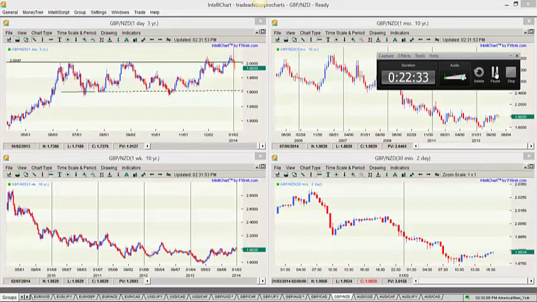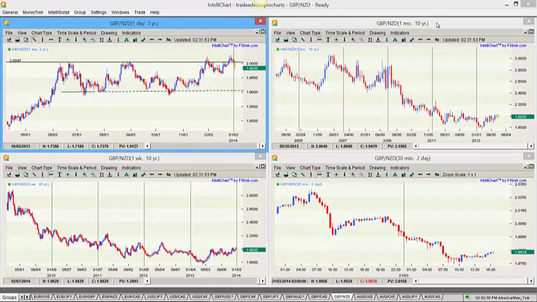All right, let's make sure I'm still recording. Got it. Okay. All right, let's look at pound New Zealand. Now, this pair is so fun to trade, guys. I believe in simplicity when you're trading, guys, and gals. So let's look at the daily.